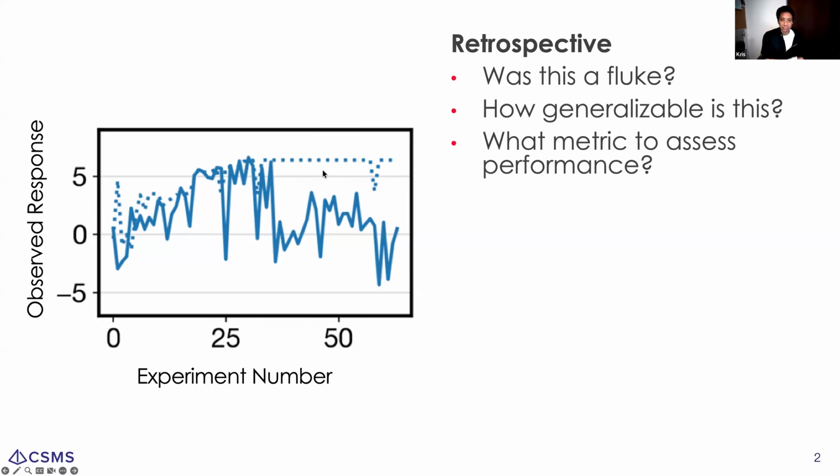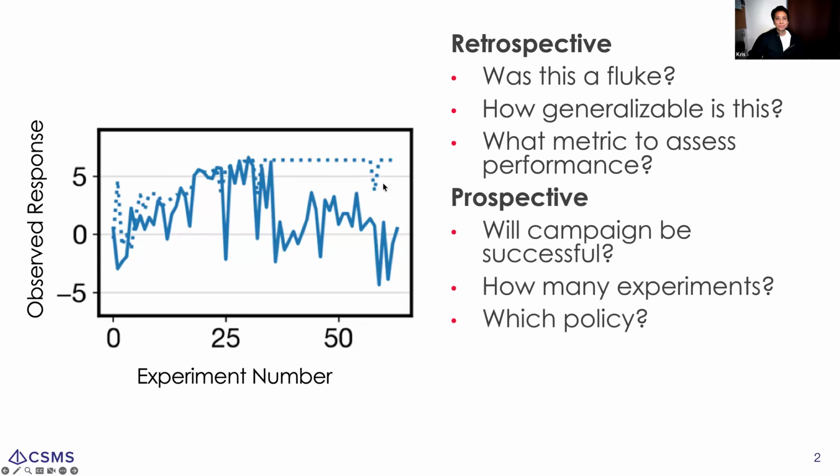Like, did I just run into this good recipe by accident? And then you could ask, how do I measure whether or not this was good? We can't really say anything about convergence. Maybe we could say something about the maximum response we've seen so far, but we kind of veered away from that. So what is the proper metric to use to answer the question of whether this was a good campaign? And you may also be what we call prospective, right?